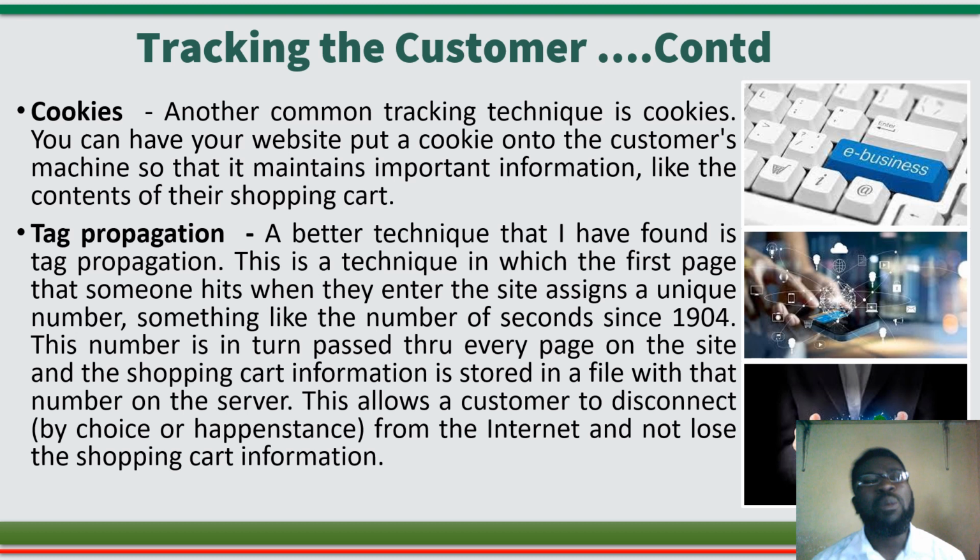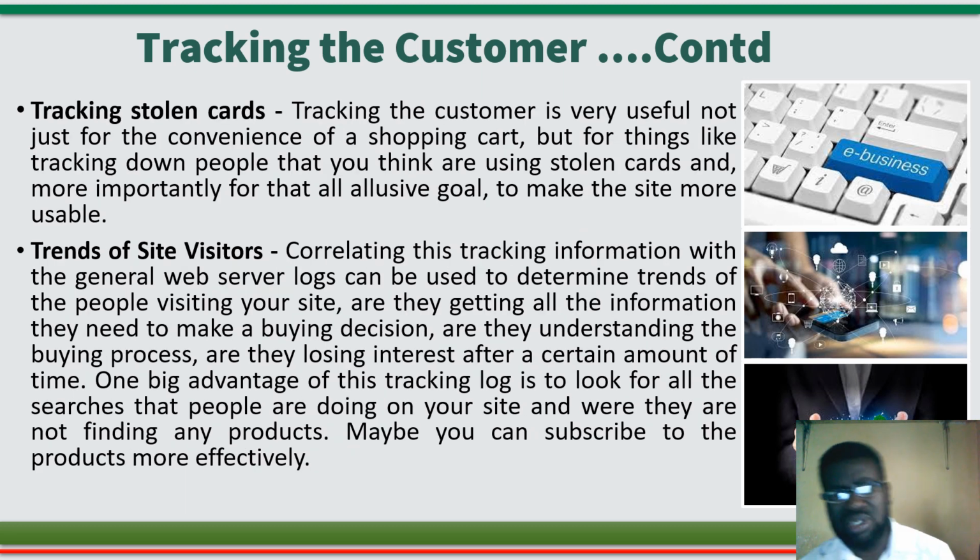Another way is tag propagation. A better technique that has been found is tag propagation. This is a technique in which the first page that someone hits when they enter the site assigns a unique number, something like a number of seconds since 1904. This number is in turn passed through every page on the site, and the shopping cart information is stored in a file with that number on the server. This allows a customer to disconnect by choice or happenstance from the internet and not lose the shopping cart information. So these are the different ways you can track your customers.